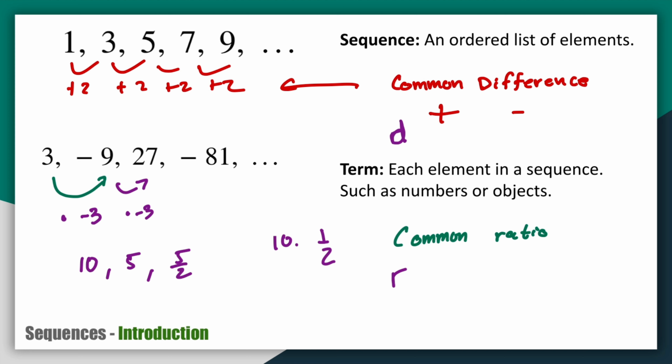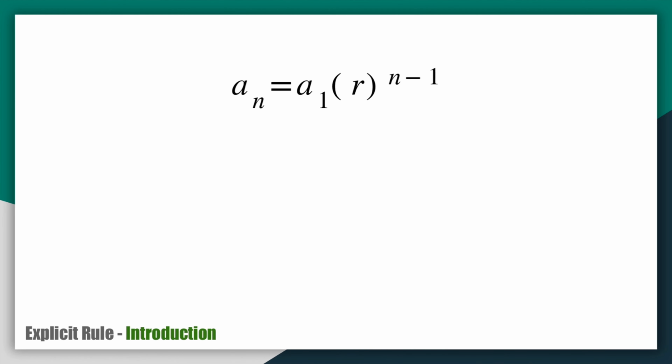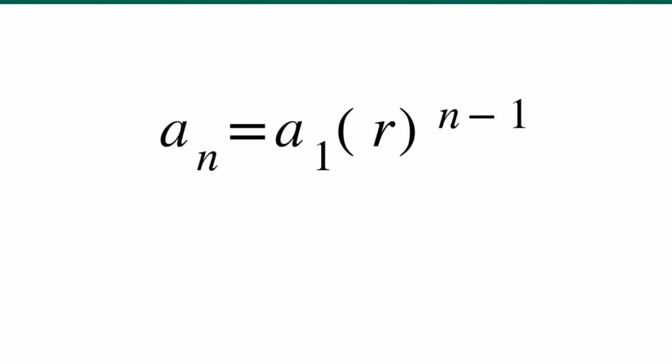Okay, much more than I wanted to introduce on this page, but that's okay. So here's our explicit rule for geometric sequences, okay? And it's very, very similar to the other one. Notice how instead of a plus, we have multiplication here. And instead of an n minus 1 being multiplied with our common difference, we're taking our common ratio to the power of n minus 1 now, okay?